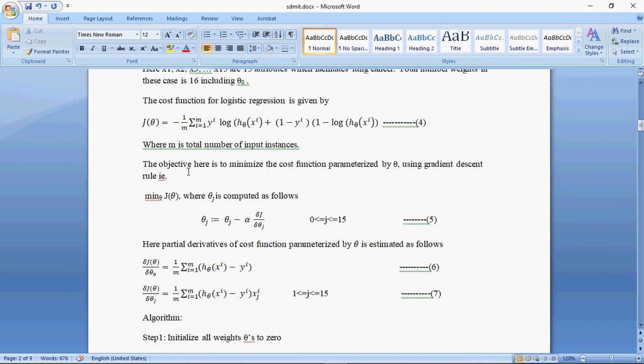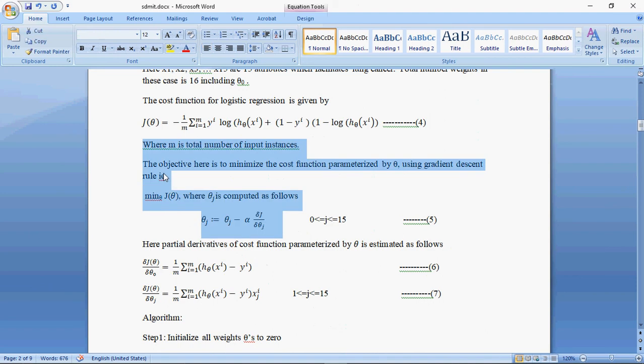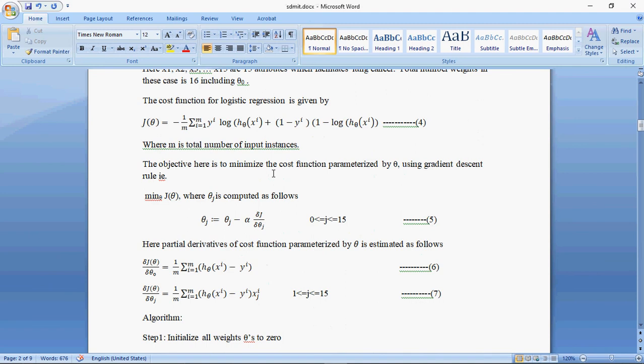Now remember what I talked about. Your objective is to minimize the cost function parameterized by theta using the gradient descent rule. It is represented as: find the minimum of J of theta with respect to theta, where theta j is computed using the formula theta j equals the previous value of theta j minus alpha times ∂J/∂theta j.